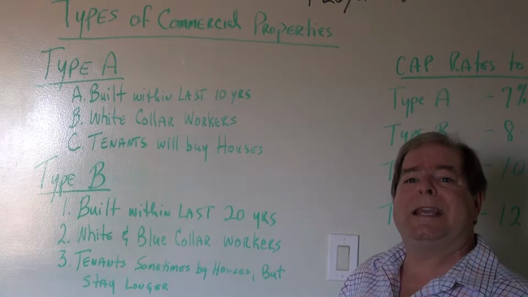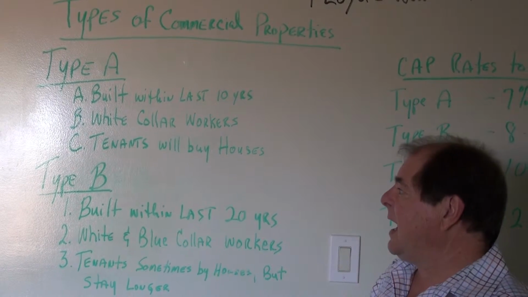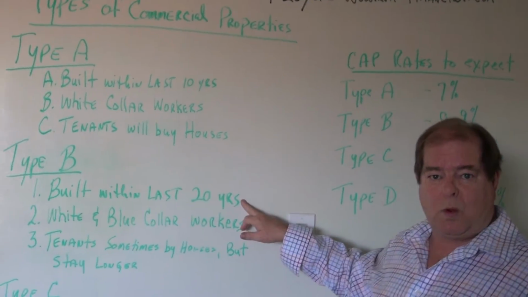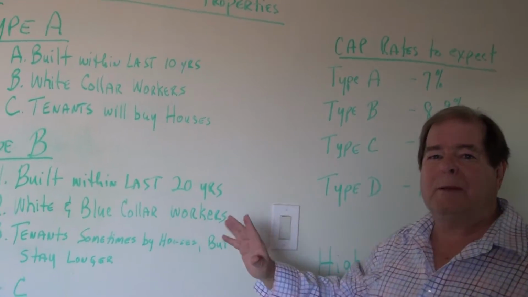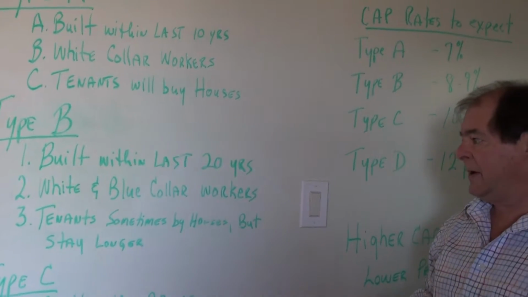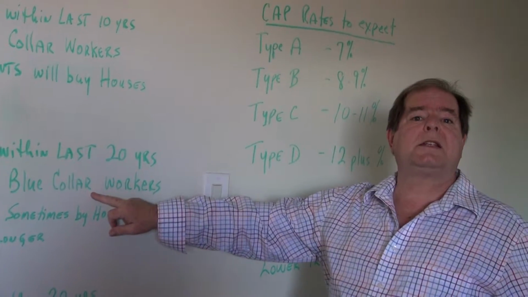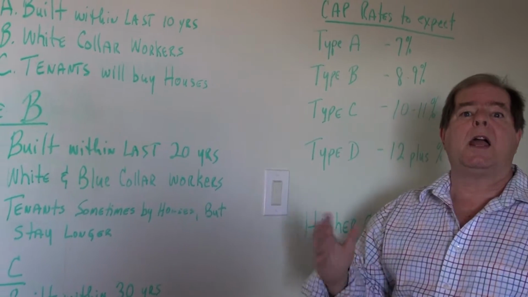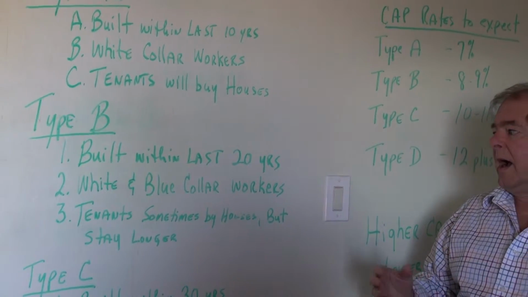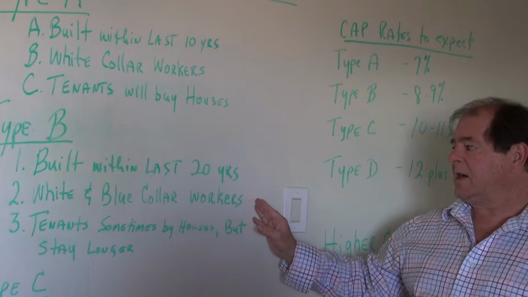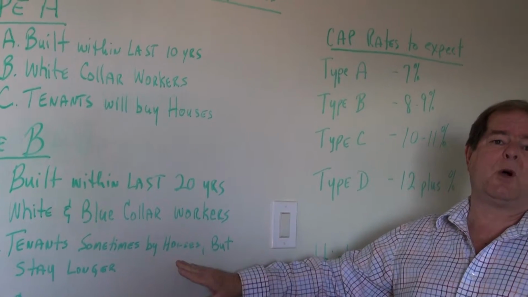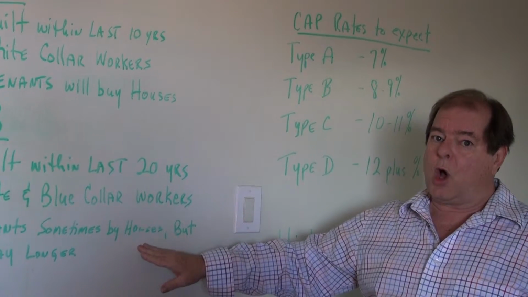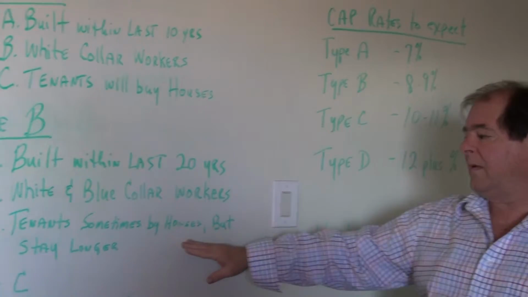Now we have type B properties. They're not as nice. They've been built in the last 20 years. Not 10, but last 20 years. They usually need a little bit more work, but they're still in great shape. What type of tenants do the B properties have? Well, they'll have both white-collar tenants and blue-collar tenants. These are the tenants that will sometimes go buy a house. If they choose not to buy a house, they're usually long-term tenants. They stay there for quite a while.